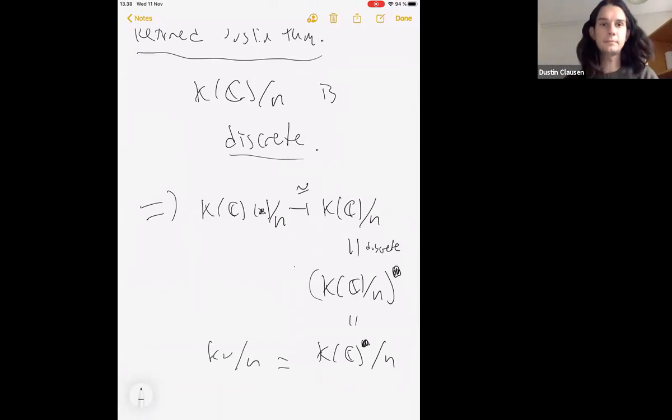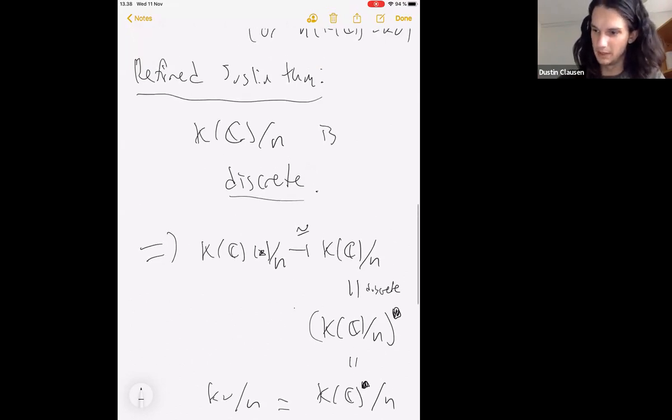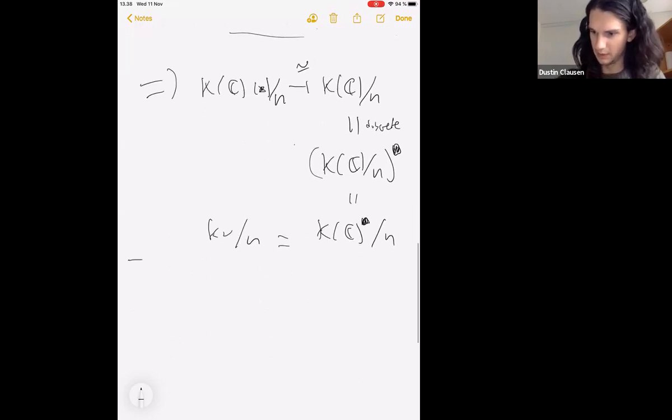Right. So if you know this condensed spectrum mod n is discrete, then on the one hand, it has to be the algebraic K theory mod n, but on the other hand, the solidification doesn't do anything to it mod n, so it must also be the topological K theory mod n. So that's why this is a refinement of Scholze's theorem. So now let's give a proof.